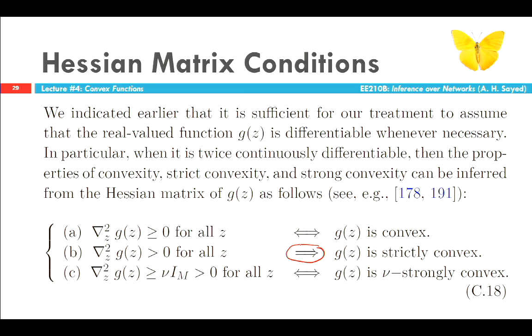So how do I prove that z to the 4 is strictly convex? You cannot use this. You have to go back to the definition. The definition is necessary and sufficient, because it is the definition. Okay, so let's move on.